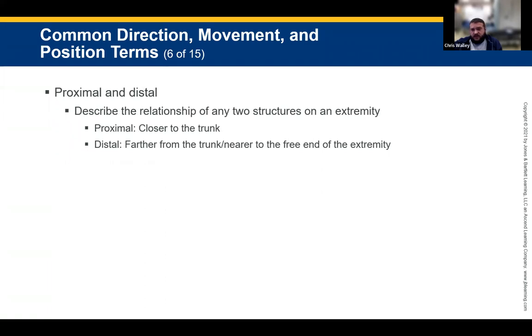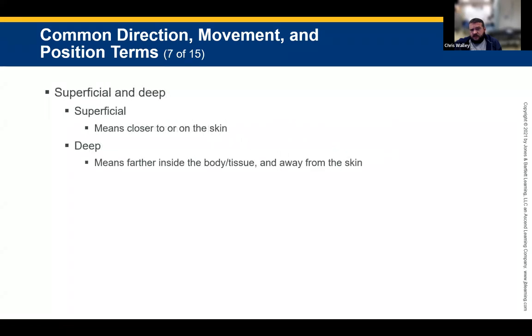So proximal and distal describe the relationship between two structures on an extremity. Proximal describes structures that are closer to the trunk. Now, here's my trunk. This is my core. Distal describes the structures that are further from the trunk or near to the free end of the extremity. We're on the same page here still, maybe.